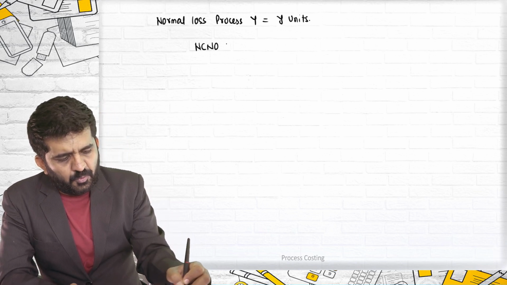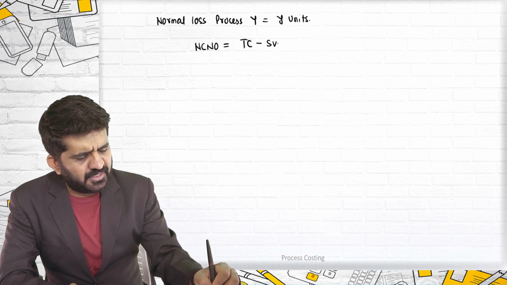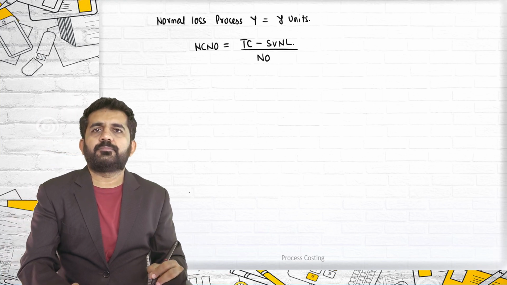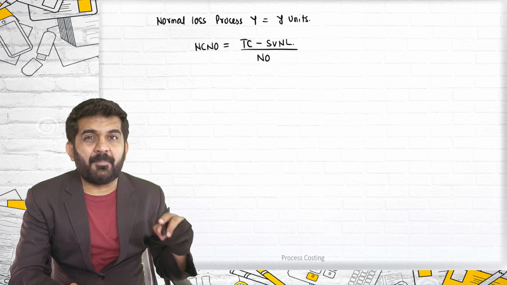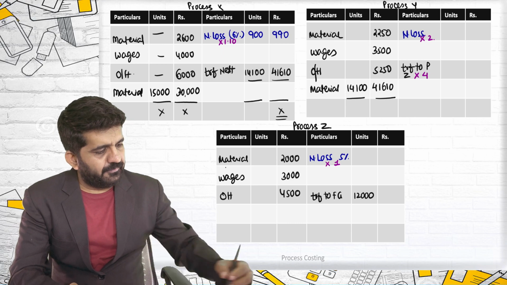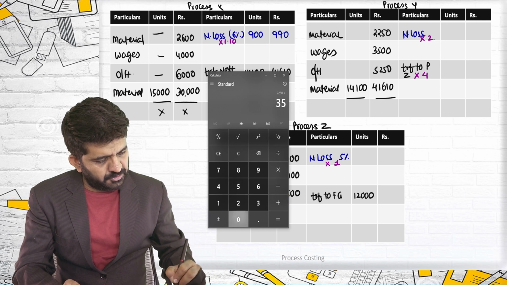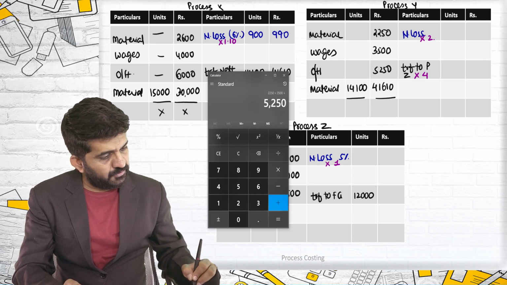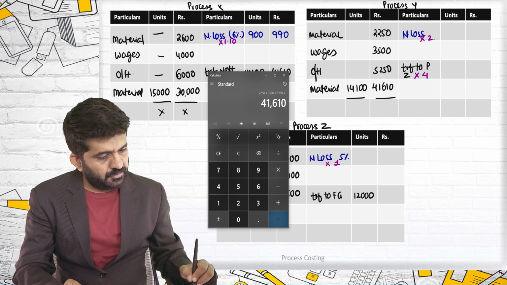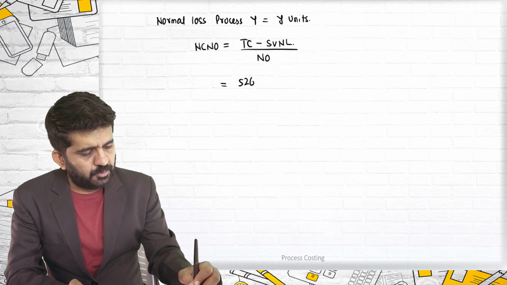What is NCNO? NCNO is total cost minus scrap value of normal loss, divided by normal output. What is normal output? Input minus normal loss is normal output. So what is the total cost we have? It is 2250 plus 3500 plus 5250 plus 41,610, which will be 52,610.